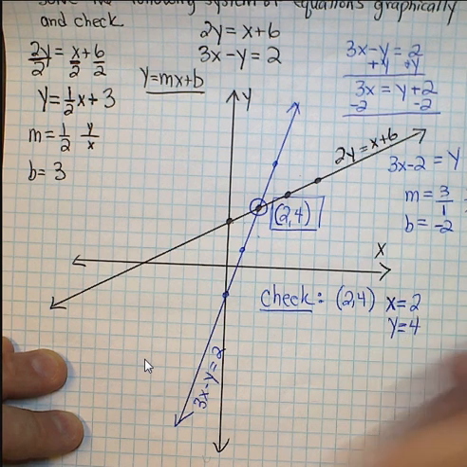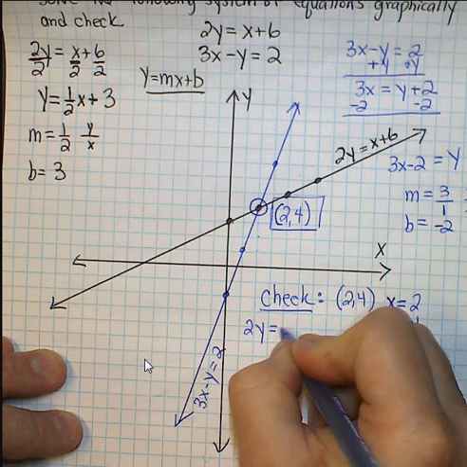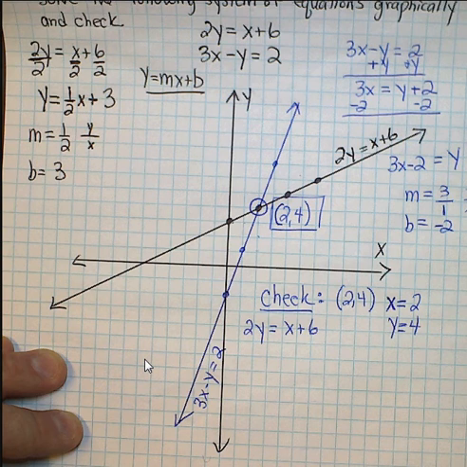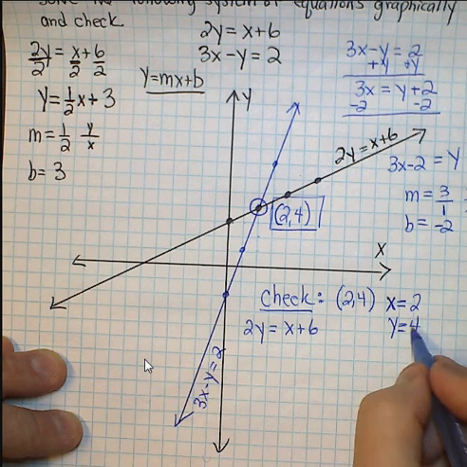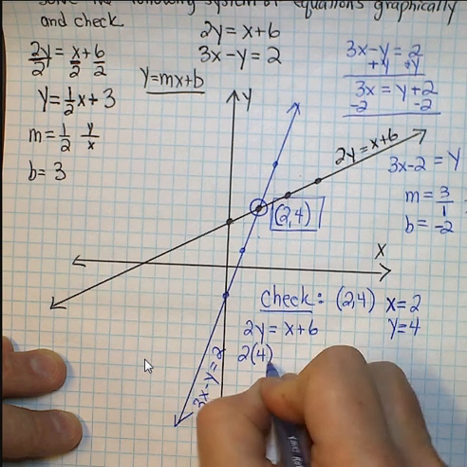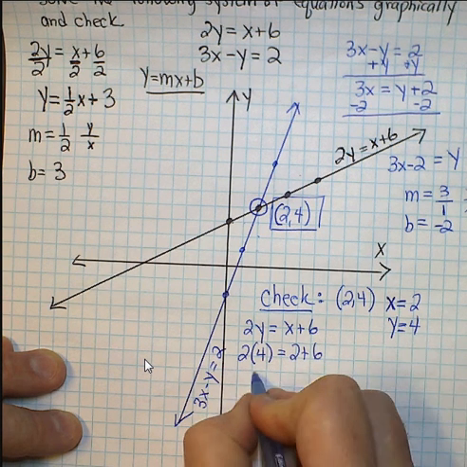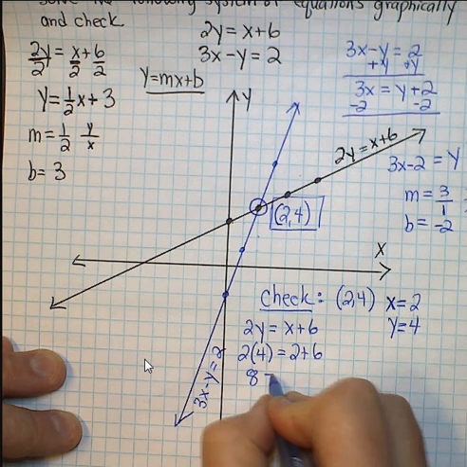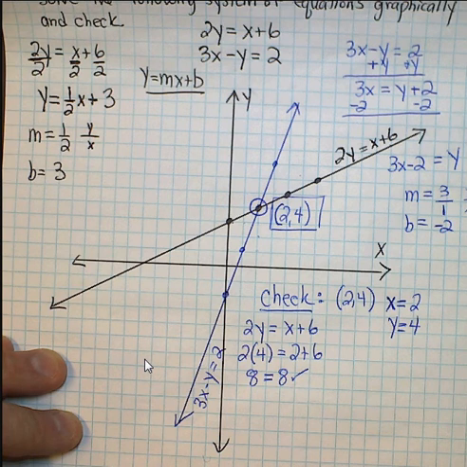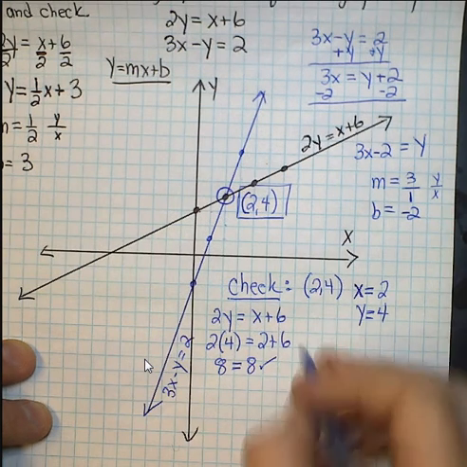And we start with one equation at a time. The first equation was 2y is equal to x plus 6. So now we plug in our 2 and our 4. So 2 times 4, which is the y, needs to equal 2 plus 6. What's 2 times 4? And what's 2 plus 6? And 8 is equal to 8. There's my first check.